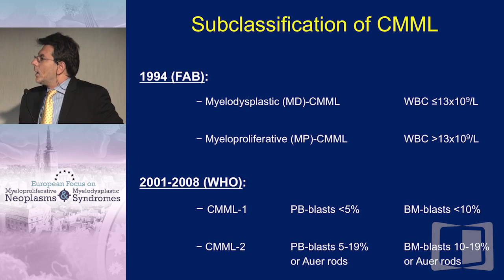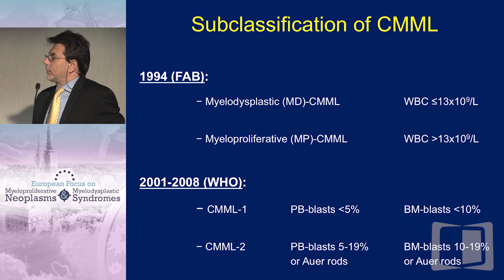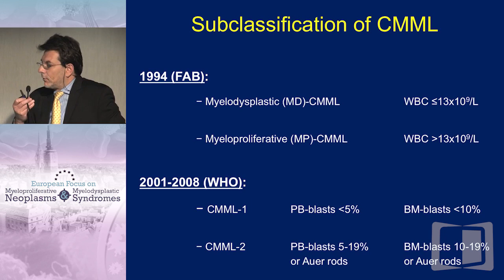Okay, we also have to deal with some subclassification of CMML. When CMML was classified among MDS, everybody knew that there were patients with monocytosis and also a high white blood cell count. These patients were behaving more as proliferative subtypes than dysplastic patients. That's why the FAB group proposed a subclassification into a CMML myelodysplastic variant and a myeloproliferative variant according to a threshold of 13,000 white blood cells in the peripheral blood, which is an arbitrarily chosen threshold, but it was useful from a practical point of view.